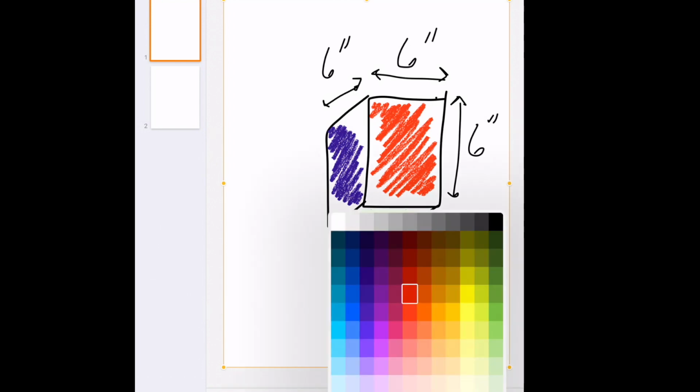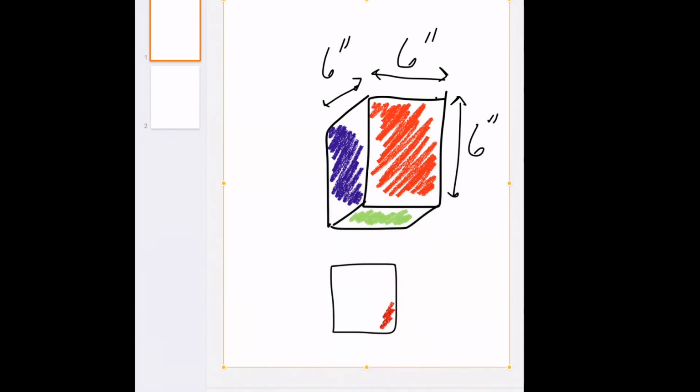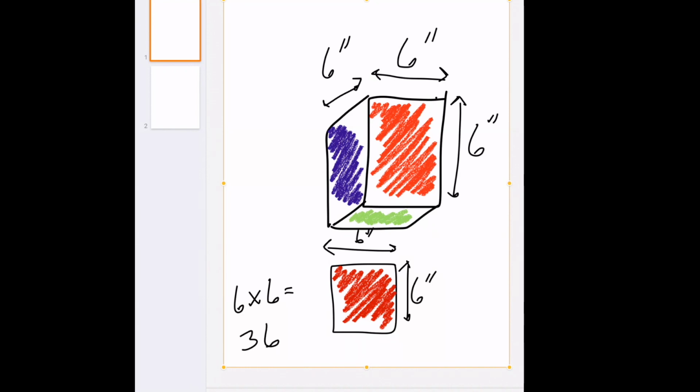I'm going to do my best to color in the different sides of the cube different colors and keep those colors the same throughout the video so that you guys know which side I'm referring to. So in order to get surface area, we need to first find the area of one side. So if we have 6 inches by 6 inches on the red side, then we can say 6 times 6 is 36, or the red side has an area of 36 inches.